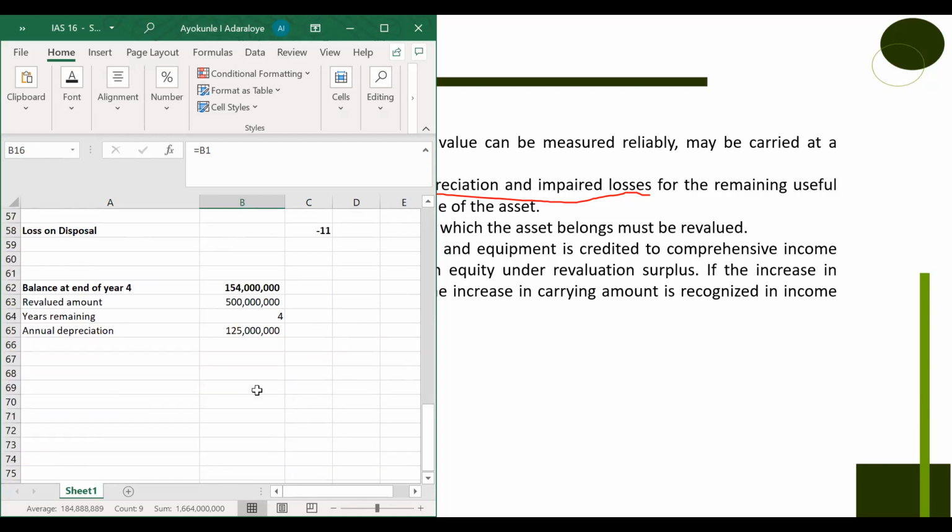But at the end of that year 4, we are now saying that this asset, this building or this machinery can still serve us with the way we used it before. We can still use it for what? Another 4 years. This is an example. Oh, it can be 3 years. I can change it to 3 years.